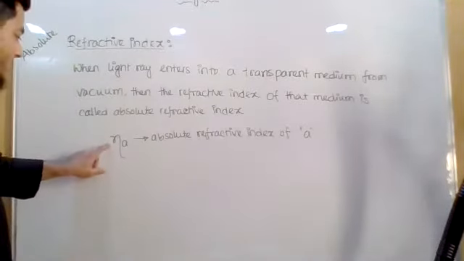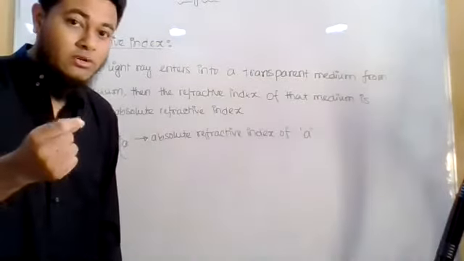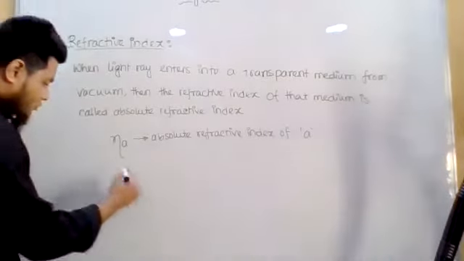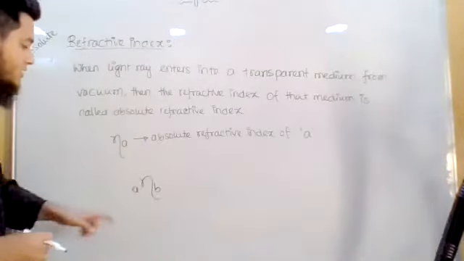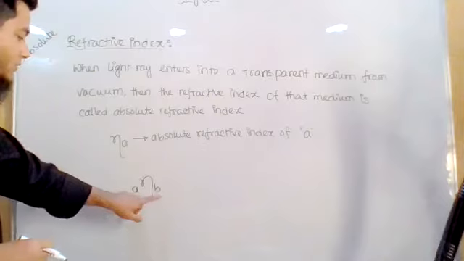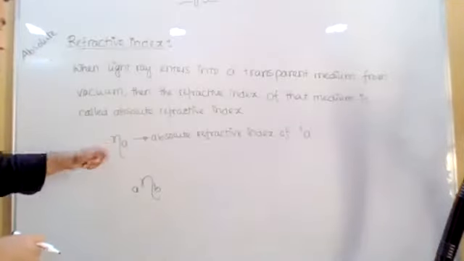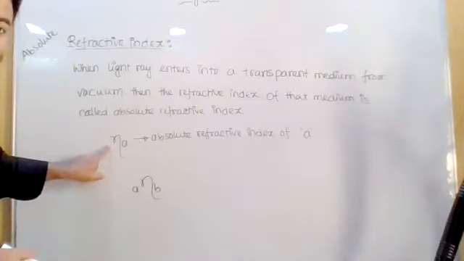Okay, whenever there is nothing written before it, you have to understand that we are talking about absolute refractive index. See, I already showed you this one. This means light ray is coming from A to B. So this is the refractive index of B with respect to A. But here, I did not write any medium before. That means the light ray is coming from vacuum.